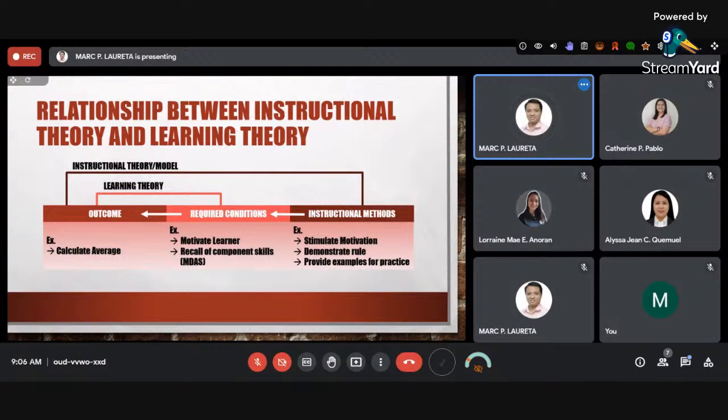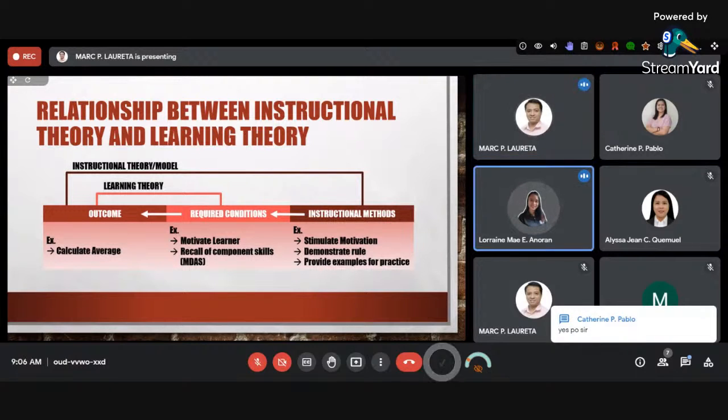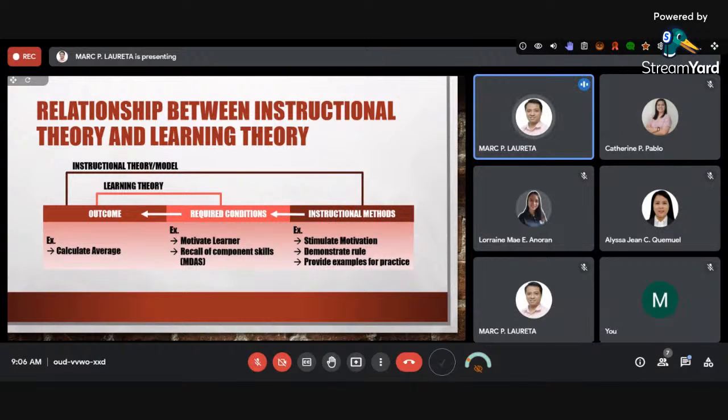Malinaw ba guys yung image? Yes po, sir. Okay.